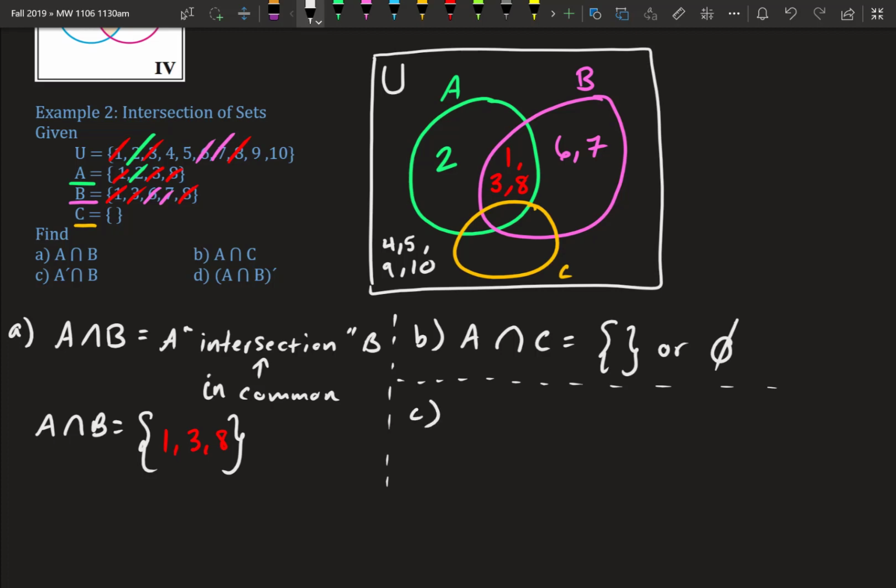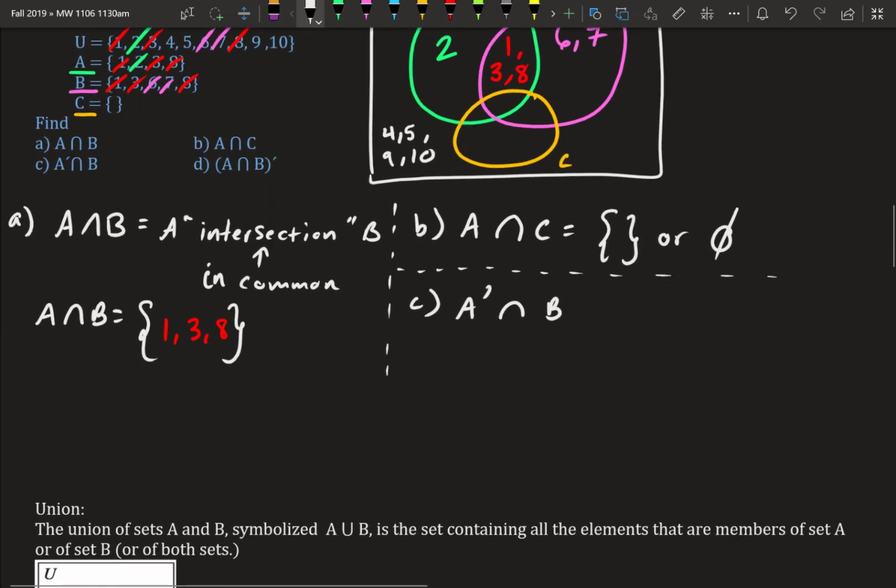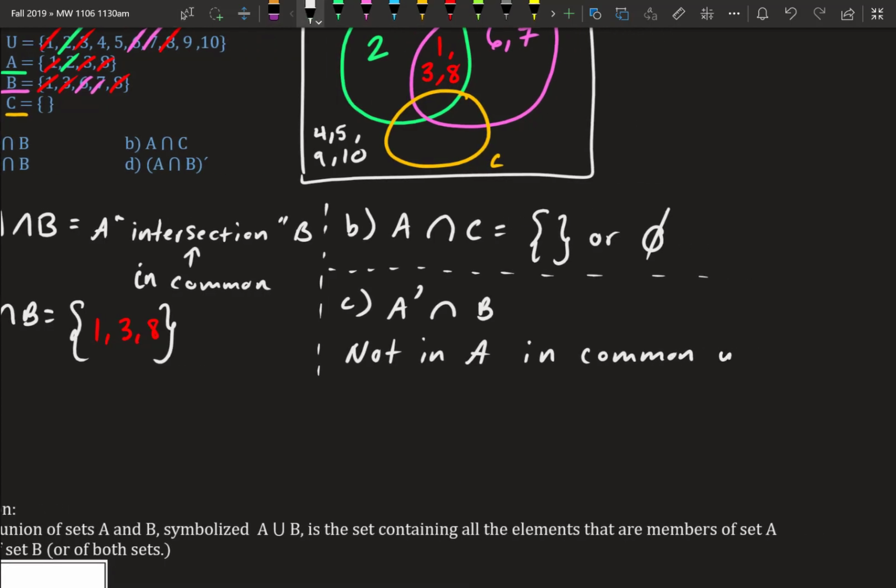Alrighty, part C. Part C is asking the complement of A intersection with B. So what it's actually asking is not in A, in common with B. So what's not in A, but that is in common with B?